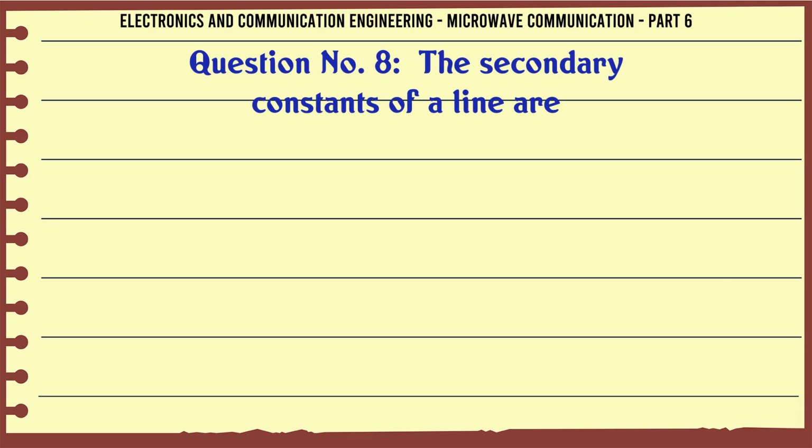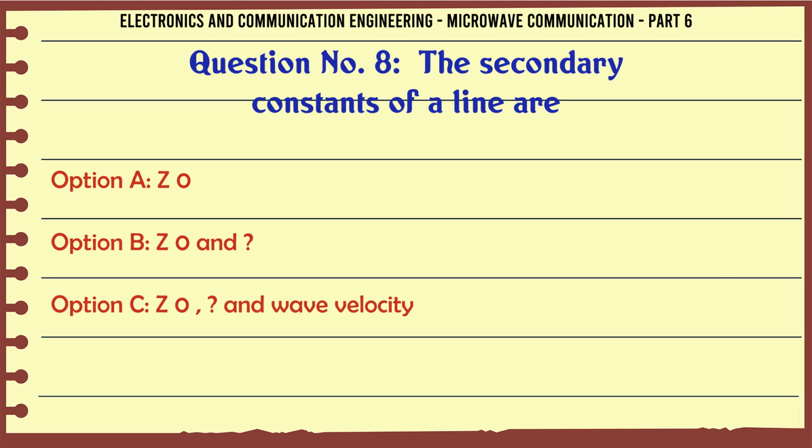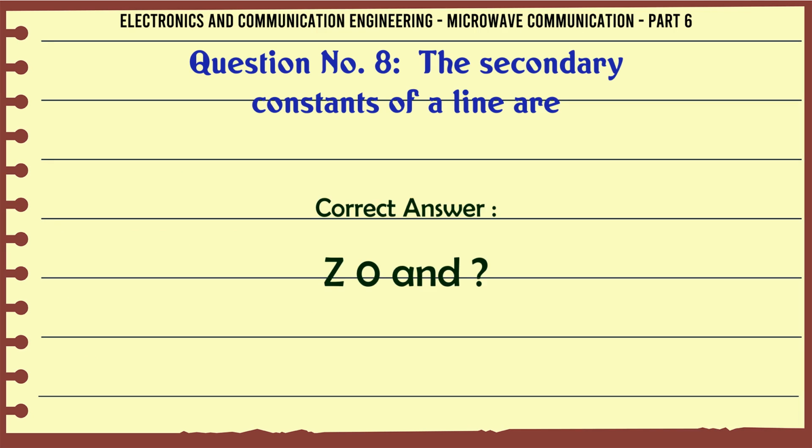The secondary constants of a line are A. Z0, B. Z0 and γ, C. Z0 and wave velocity, D. Z0 and L. The correct answer is Z0 and γ.